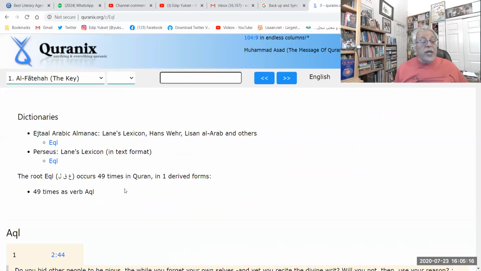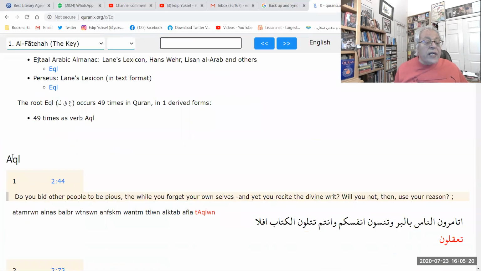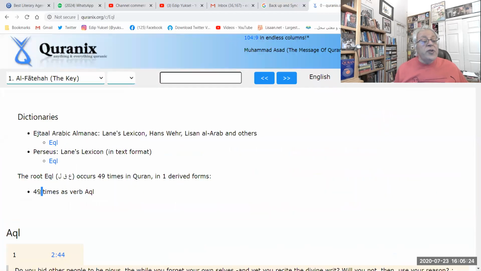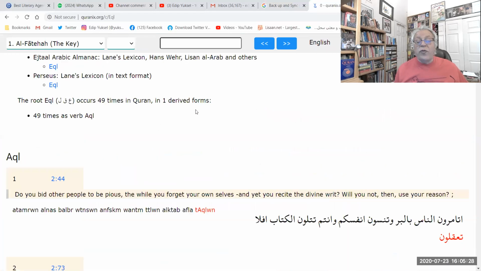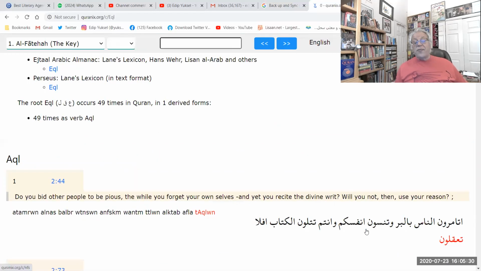Here in this page, wherever the root aql is, any derivative from the root aql that is mentioned will be listed here. How many times is it mentioned in the Quran? 49 times. The word aql means reasoning, the act of reasoning. And here it is. Unfortunately, my translation is not brought here. I don't know whose translation is brought here. My friend did it wrong. I expect him to show my translation here.